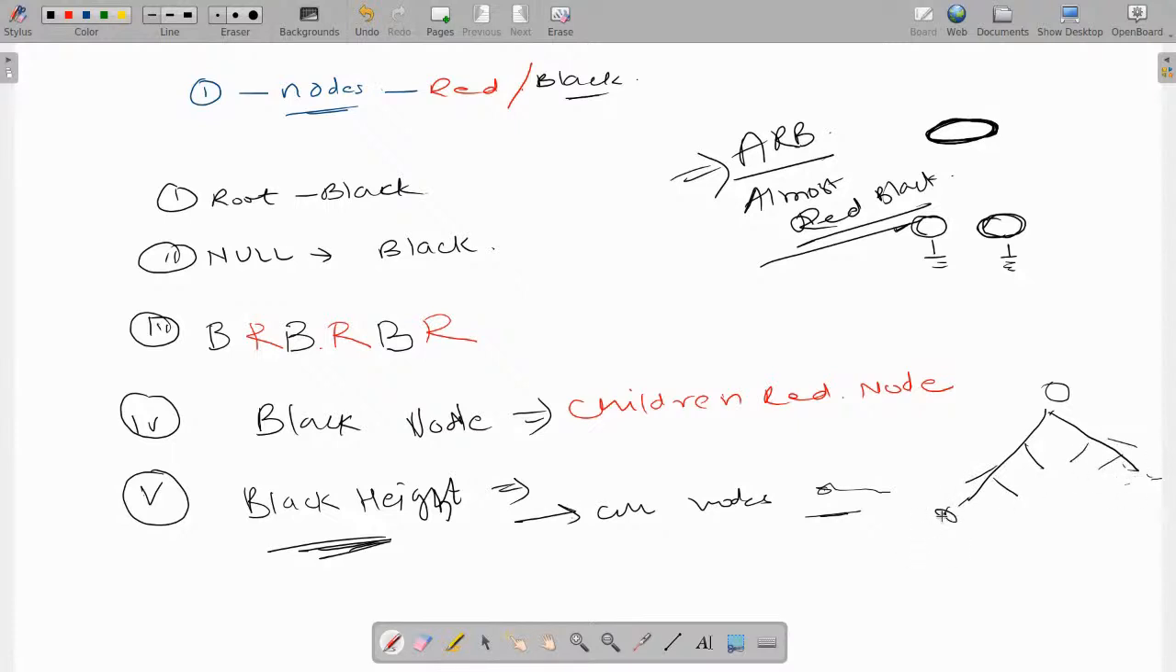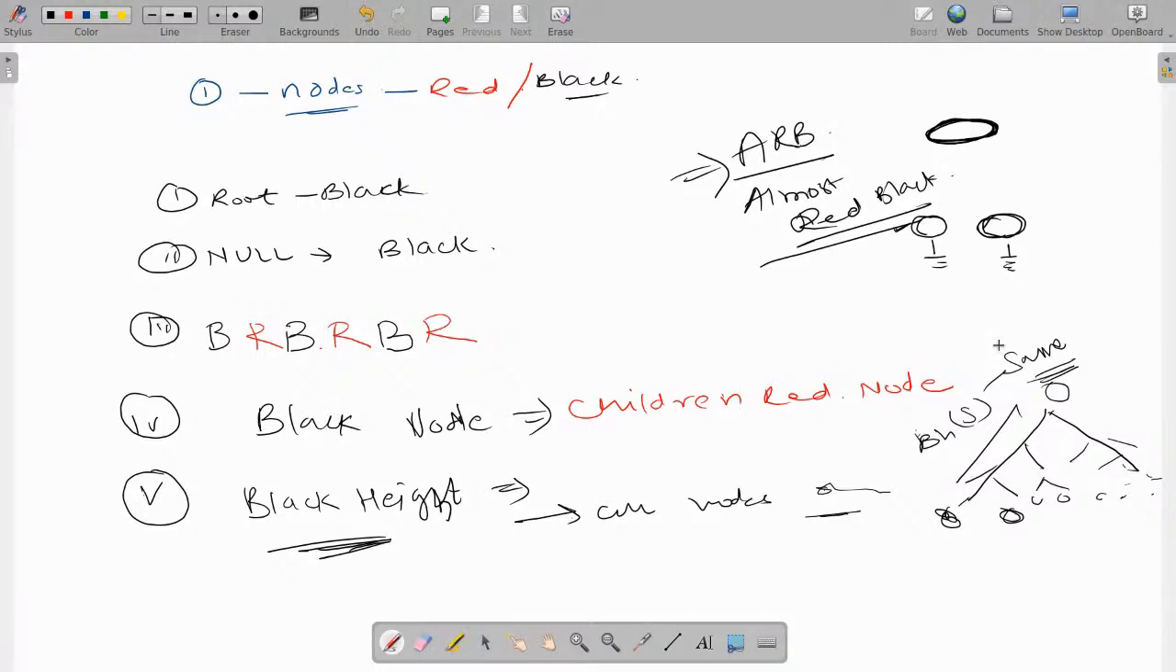So any path that reaches the leaf nodes will have the same black height. This is also a rule of the red black tree. So there's some rules. The root is black in color. The root is always black in color. All the null nodes or the leaf nodes are considered to be black.